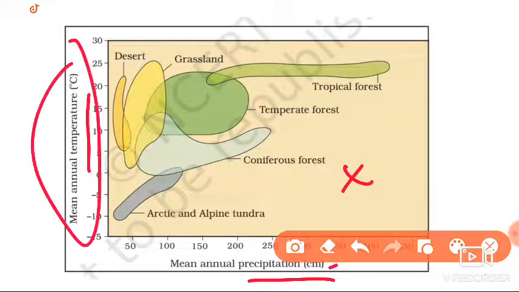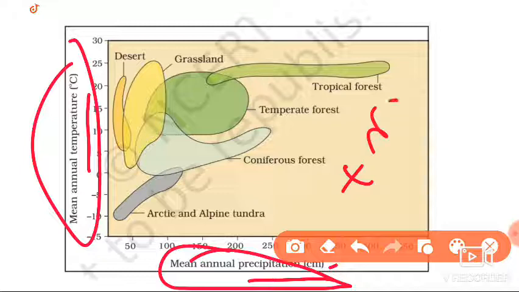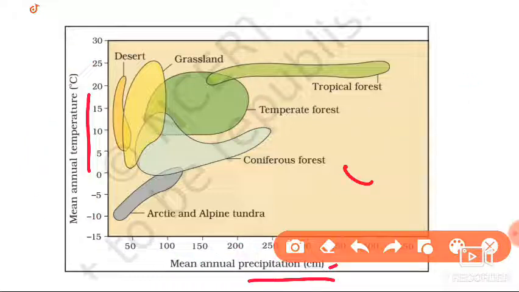Here this is showing temperature, and this is showing rain as well as snowfall. If we move here, this is the temperature, and this is the precipitation. This precipitation mainly includes rainfall as well as snow. And here the first is desert.